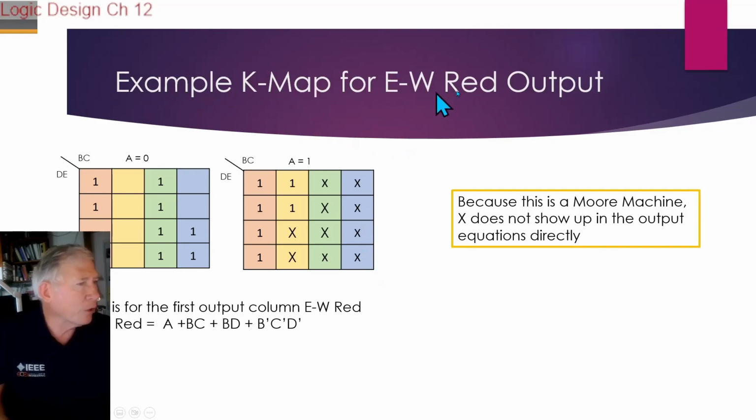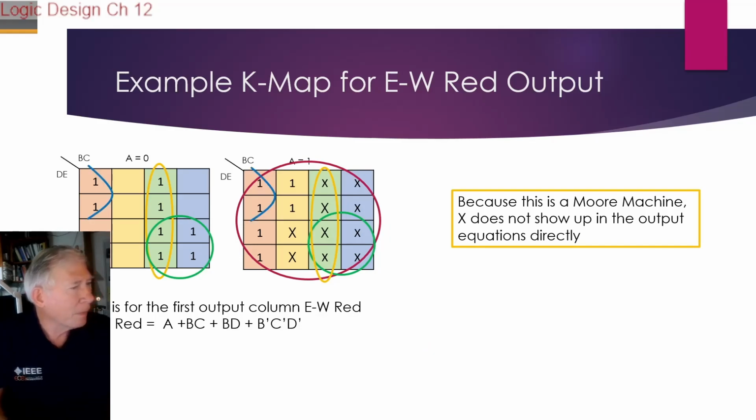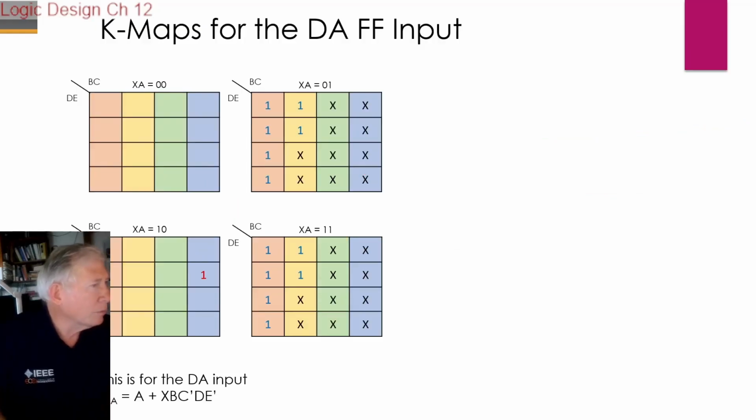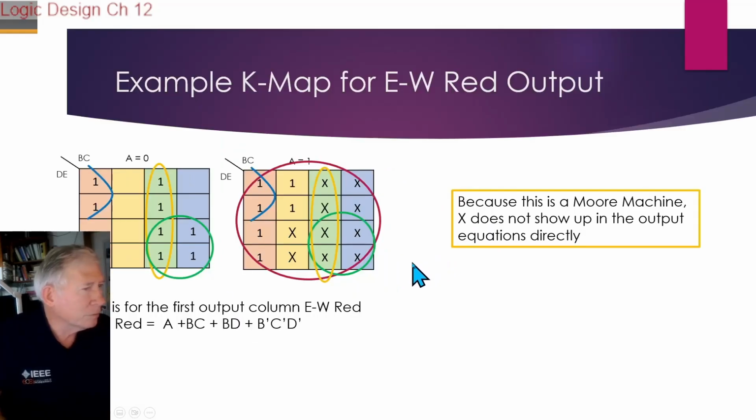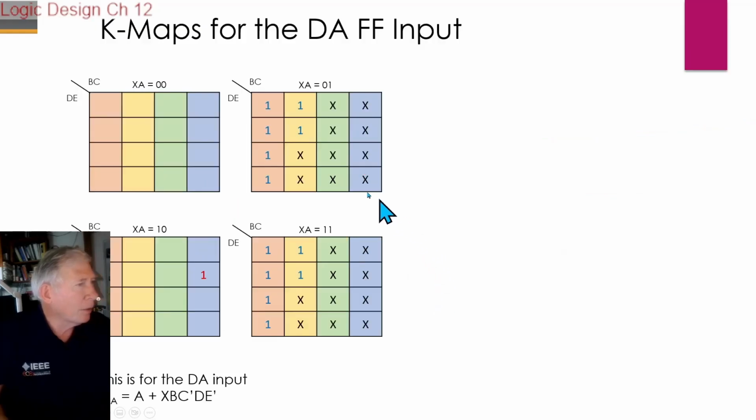Here's our K-map for the east-west red. We can loop all this and do those, and then we have a few others we have to do like that. And here's the one for the DA flip-flop. Again, we got 4 maps here. This is a Moore machine, so for this output we didn't have to worry about the input. But for the DA flip-flop, we did have to consider it.